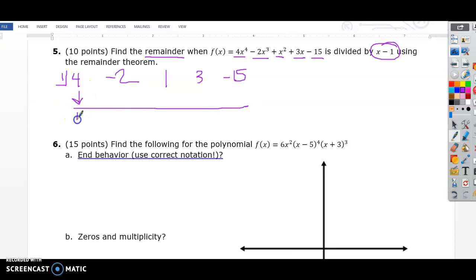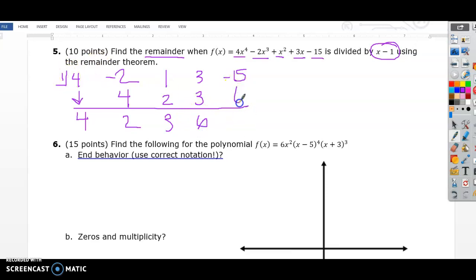Pull down the 4, that's going to be my first. So 4 times 1 is 4. Negative 2 plus 4 is positive 2. 2 times 1 is 2. 1 plus 2 is 3. 3 times 1 is 3. 3 plus 3 is 6.